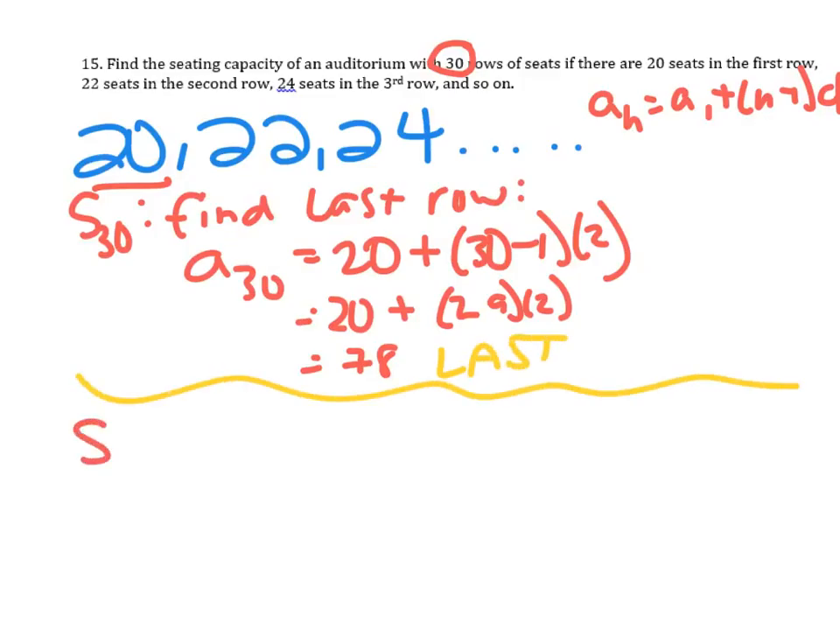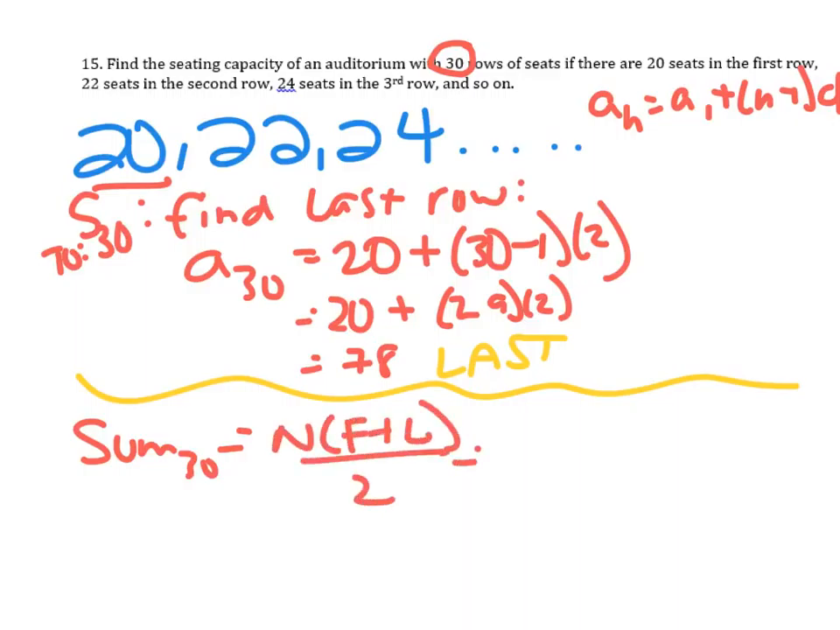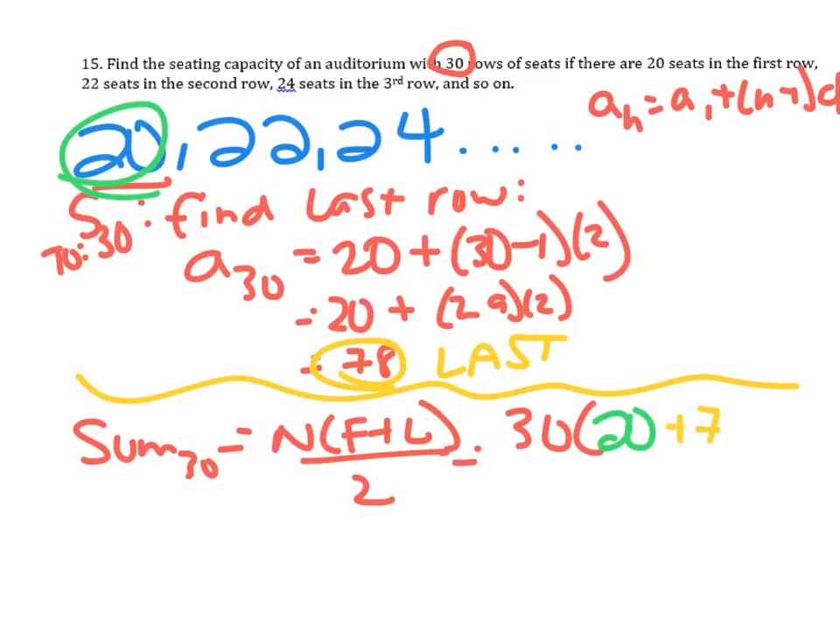So now my sum of the first 30 rows is n times (f plus l) over 2. My number of rows is 30. My first term, we already know, is 20. My last is 78, over 2, and that gives you 1,470 seats.